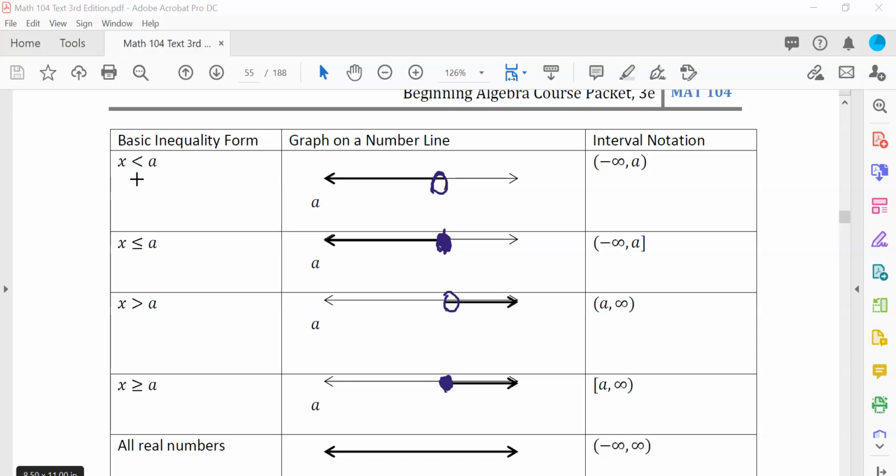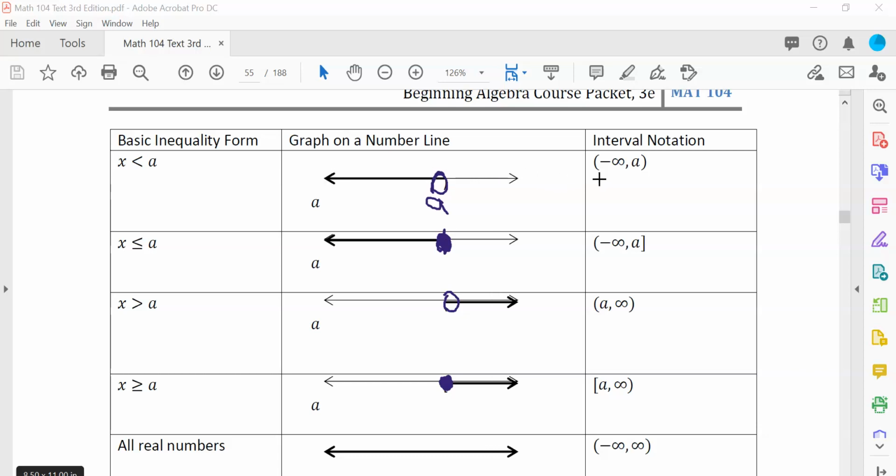Let's say x is less than some number a. What that means is that x can be any number which is smaller than a. So this open circle, this is where a is at. Can't draw a very good a there, but this open circle is where a is at. And every number which is smaller than a is a solution to the inequality.